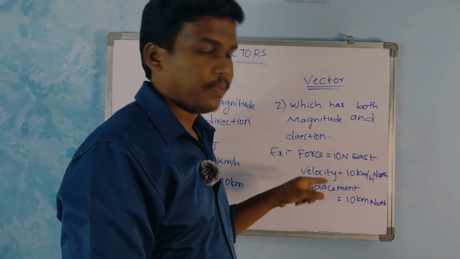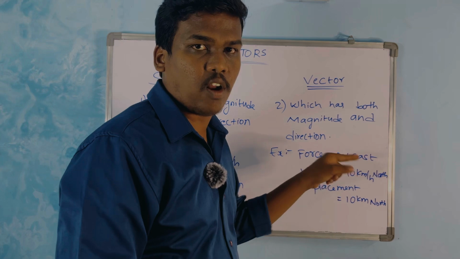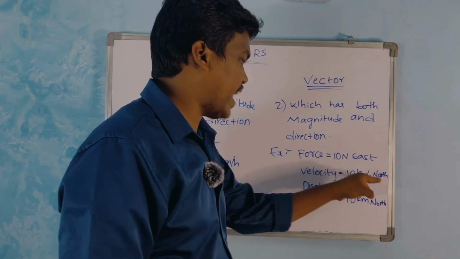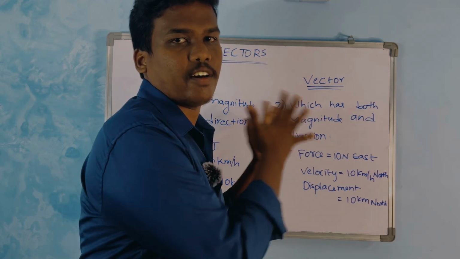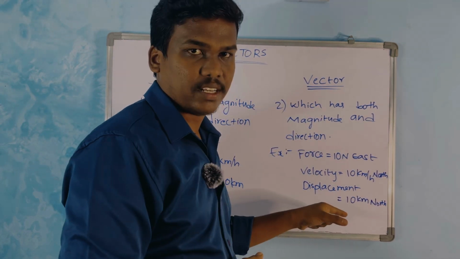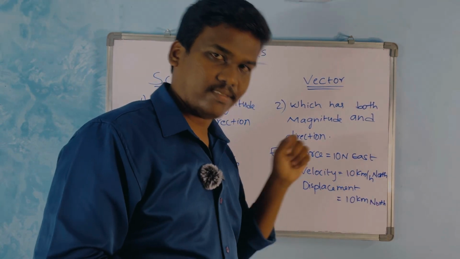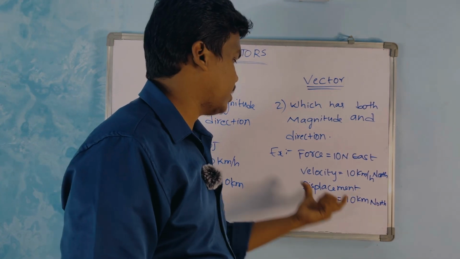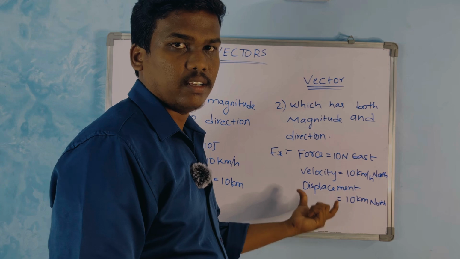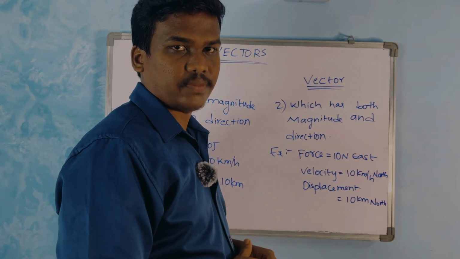And velocity is 10 kilometers per hour north. Here the direction is specified for the velocity, so velocity is a vector quantity. And displacement is 10 kilometers north. So the direction is specified. That is the reason these three quantities are vector quantities.